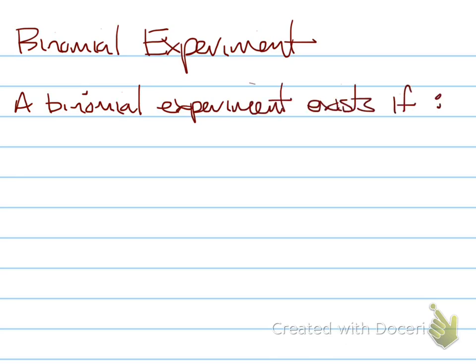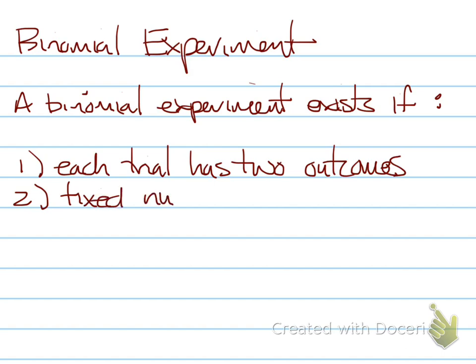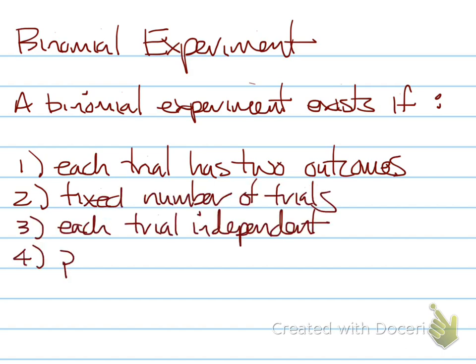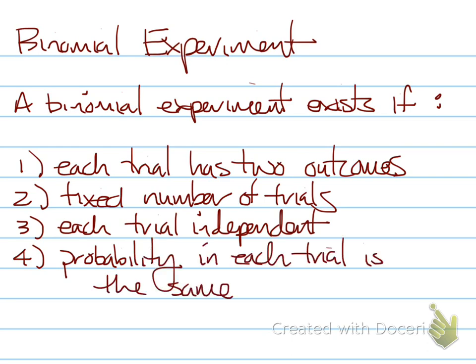Before we actually go over some examples, it's important to understand what a binomial experiment is. A binomial experiment is an experiment where each trial has only two outcomes, thus the name binomial, and there are a fixed number of trials. Each one of the trials is independent, and the probability for each one of those trials is constant. It's the same for each trial.